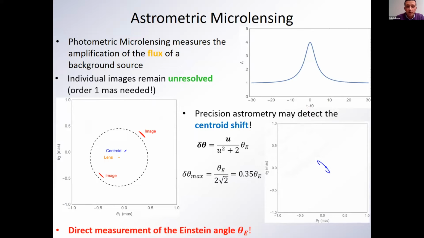Now, the motion of the centroid of the two images is described by an elliptical trajectory in the case of a single lens and single source, as was shown by Chris before. This can be described by a very simple analytical formula. What is interesting here is that the maximal shift in this elliptical shape is related to the angular Einstein radius. So this is an opportunity to measure the Einstein angle by an alternative channel.